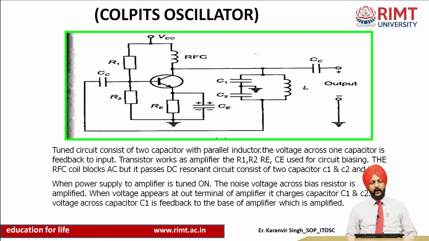So when the power supply to the amplifier is turned on, the noise voltage across the base resistor is amplified. When voltage appears at the output terminals of the amplifier, it charges capacitors C1 and C2. The voltage across capacitor C1 is fed back to the base of the amplifier, where it is amplified. As we know, there are different terminals in the transistor, like base, collector and emitter. After giving the voltage to the base, it gets amplified.